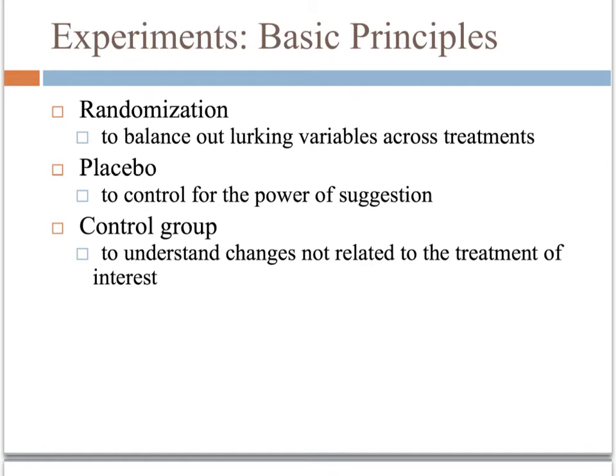So best principles to think about. Randomization. You want to randomize to balance out those lurking variables we talked about. A placebo to control for the power of suggestion. And you want to use what's called a control group, somebody who receives no treatment at all, so that you can understand the changes that aren't related to the treatment of interest.